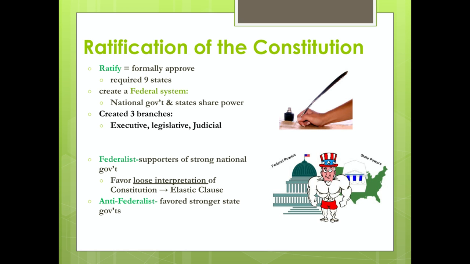If you were an anti-Federalist, you favored stronger states' rights. You believed that the national government shouldn't have a lot of power. You favored that the states should have more of the power. If you're an anti-Federalist, you also believed in a strict interpretation of the Constitution, so you could limit the power of the national government. So they believed in a strict interpretation, whereas the Federalists believed in a loose interpretation.